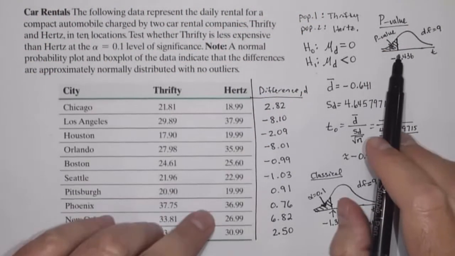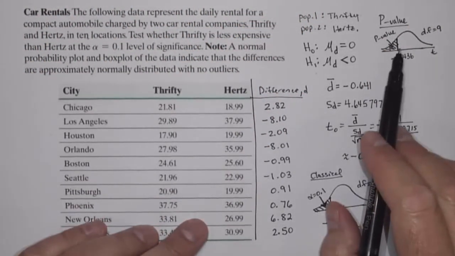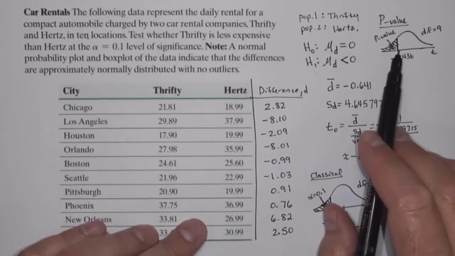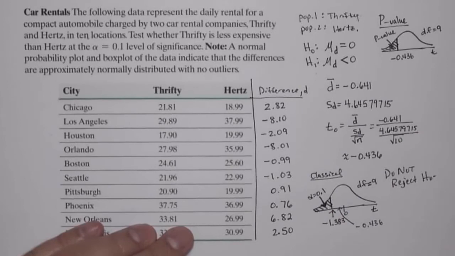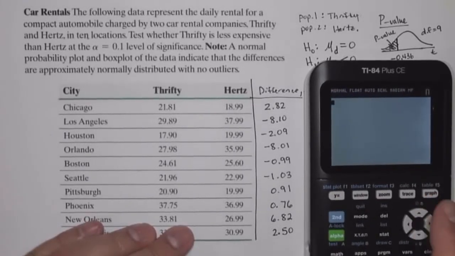Now how do I figure that out? Well, I can use the student's t-table. With the student's t-table, I won't be able to figure it out precisely, but I can get an approximation of what it would be. Or I can use the tcdf command on the TI calculator, or the t calculator in StatCrunch. Any one of those will give me this p-value. I'm going to use the tcdf command on my calculator.